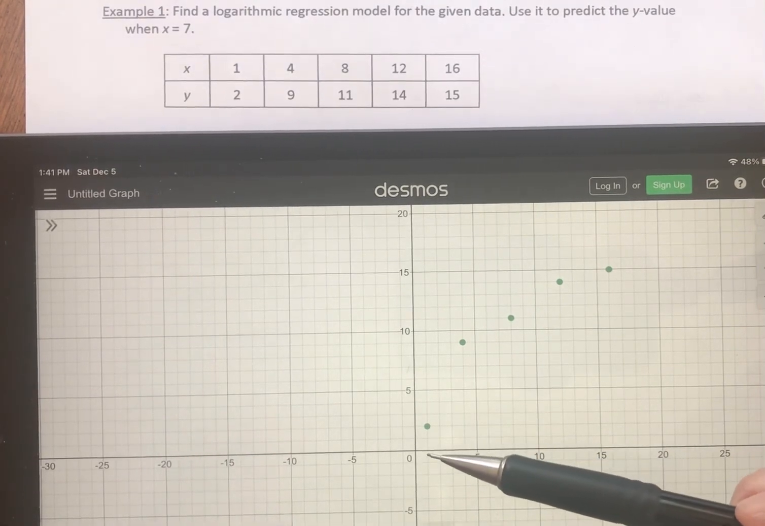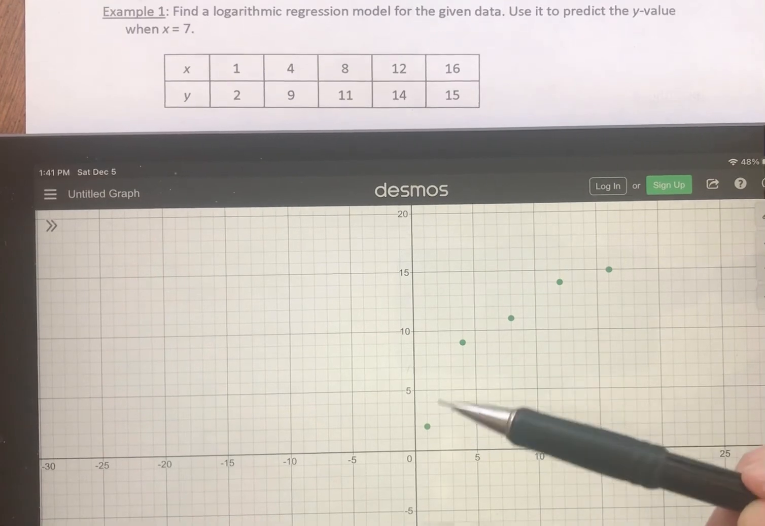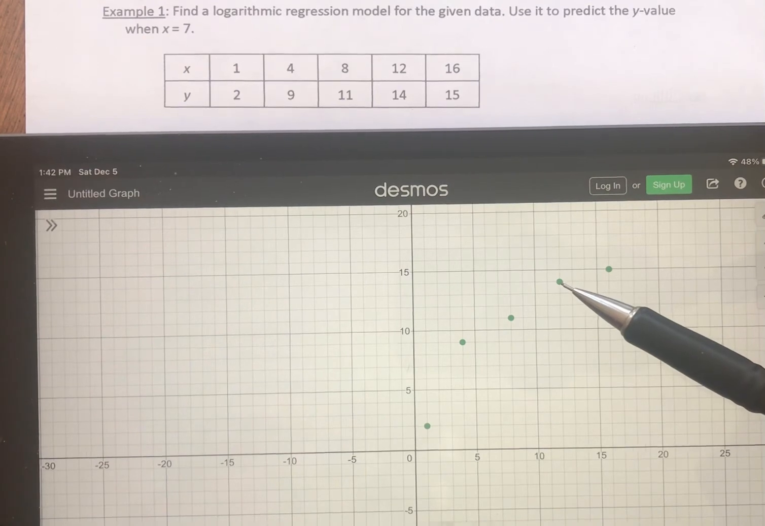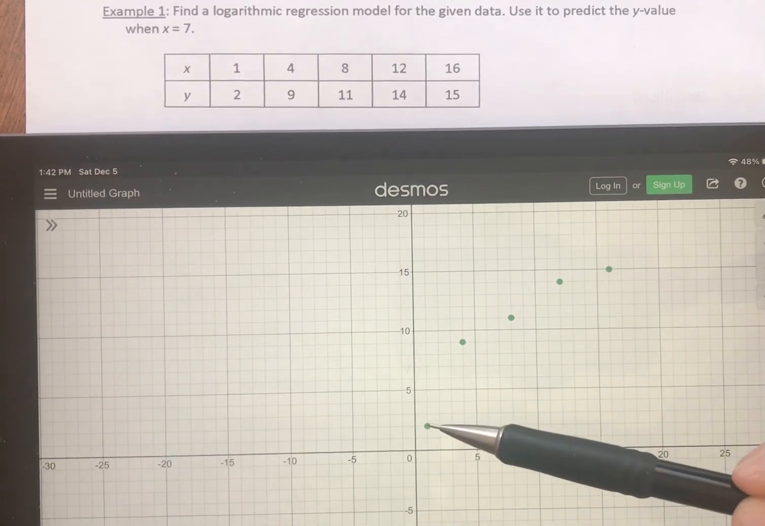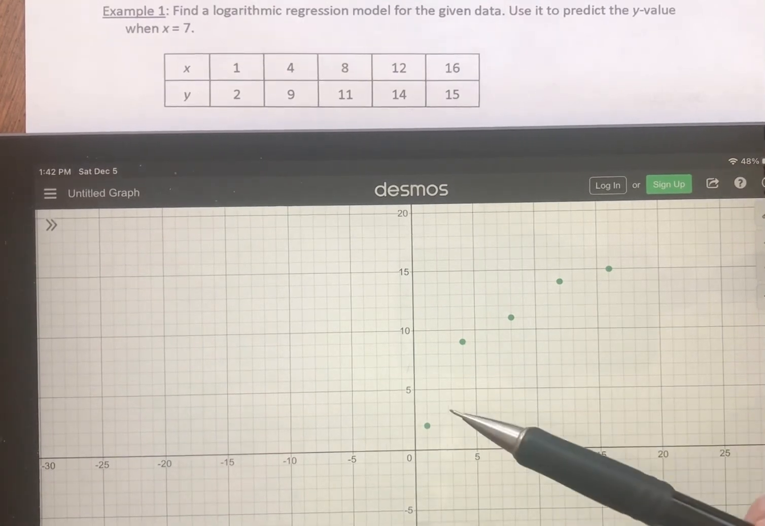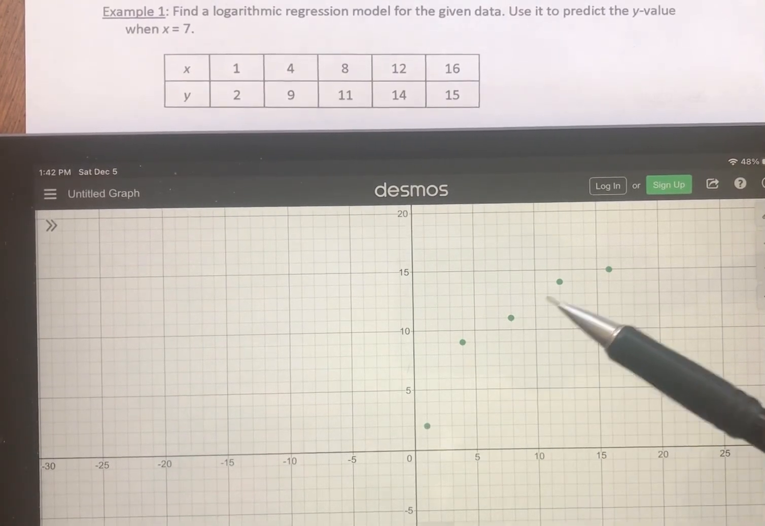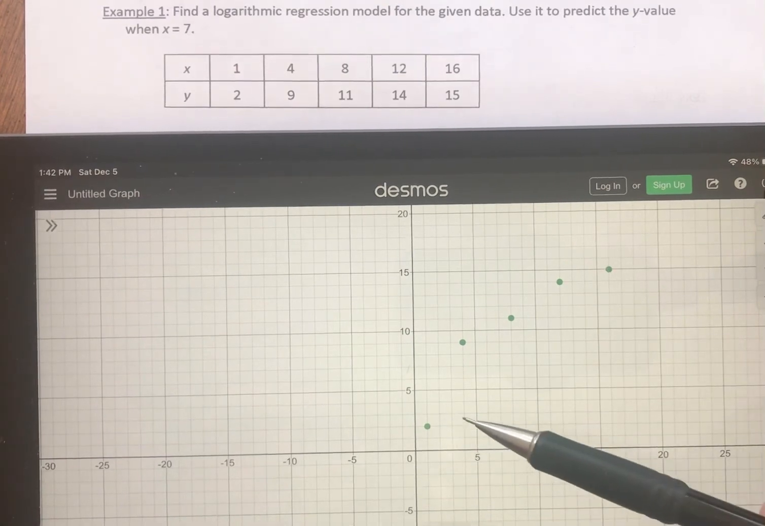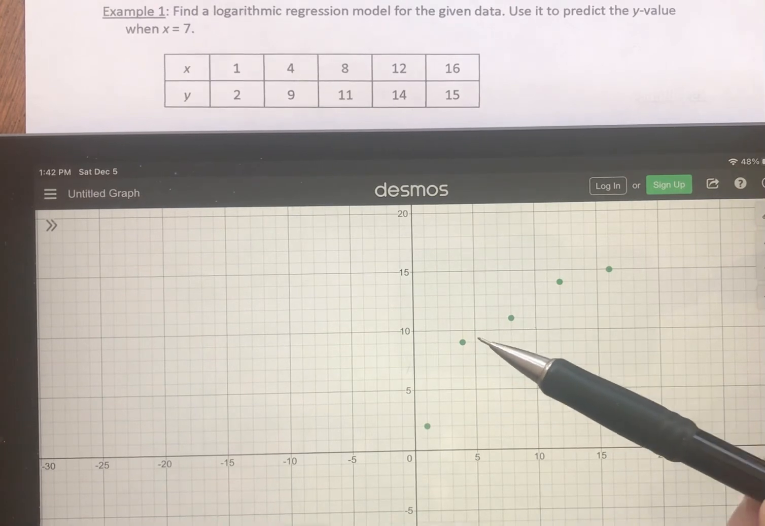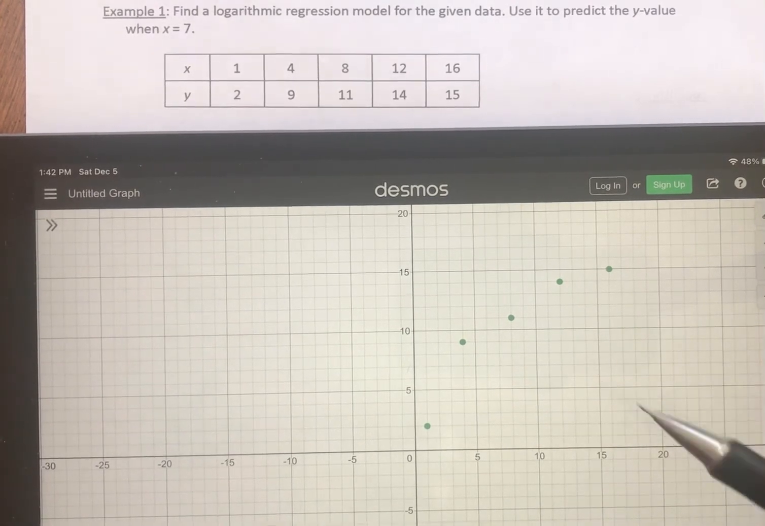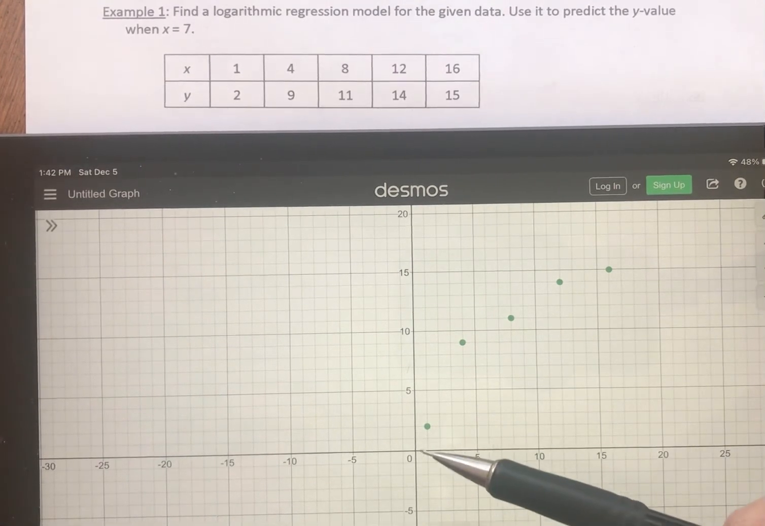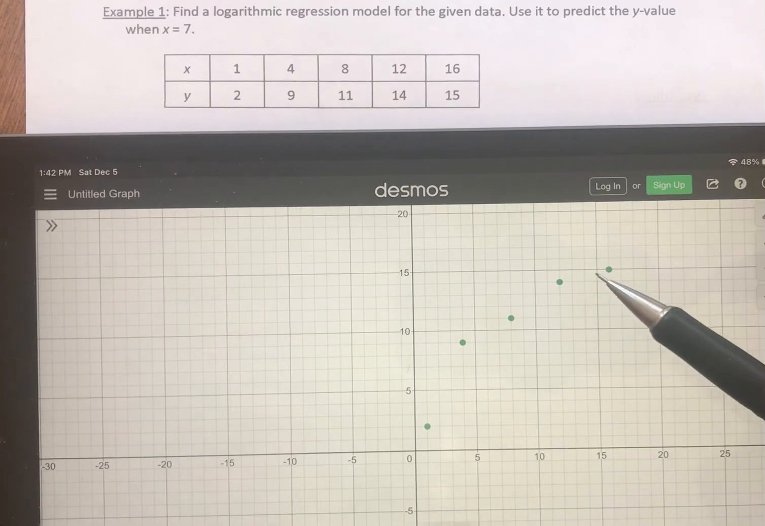Okay, it does appear that this has started off growing very quickly, and then it begins to kind of level out. From here to here it went from 14 to 15, whereas from here to here it went from 2 quickly to 9. The spaces between are fairly consistent. This is a 3 followed by a 4, 4, 4, but we're growing rapidly, and then the growth is kind of slowing down, giving you this kind of logarithmic curve that starts off quickly and then levels out.